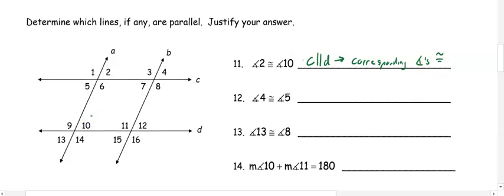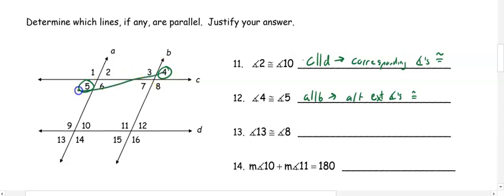In number 12, we have angle 4 and angle 5. These are alternate exterior angles, which would make the lines parallel. So A is parallel to B. Alternate exterior angles are congruent.